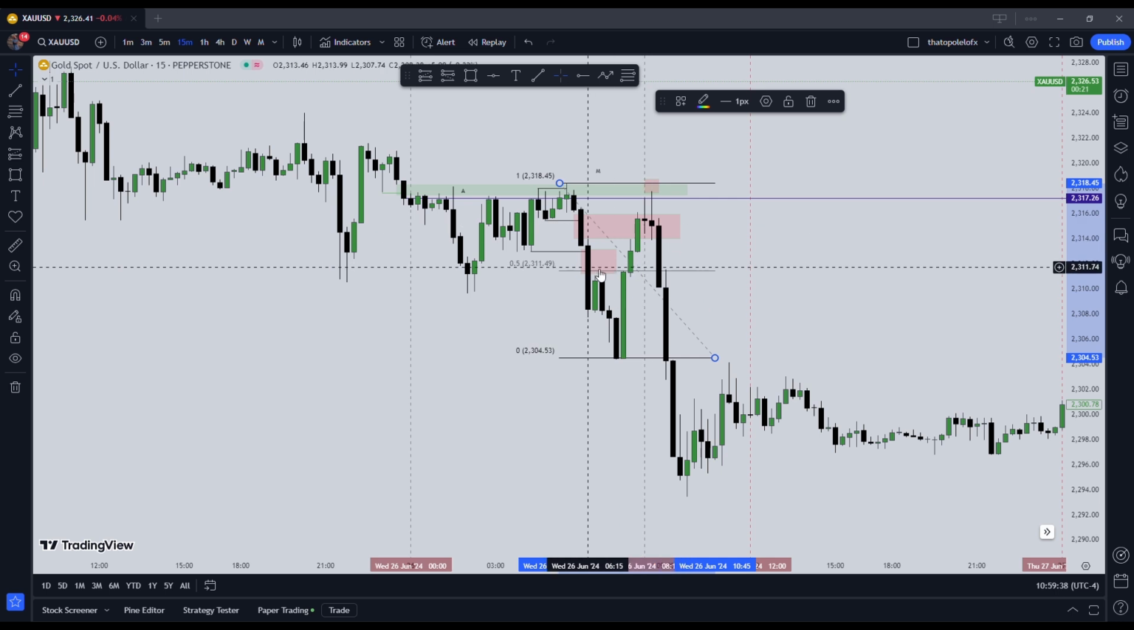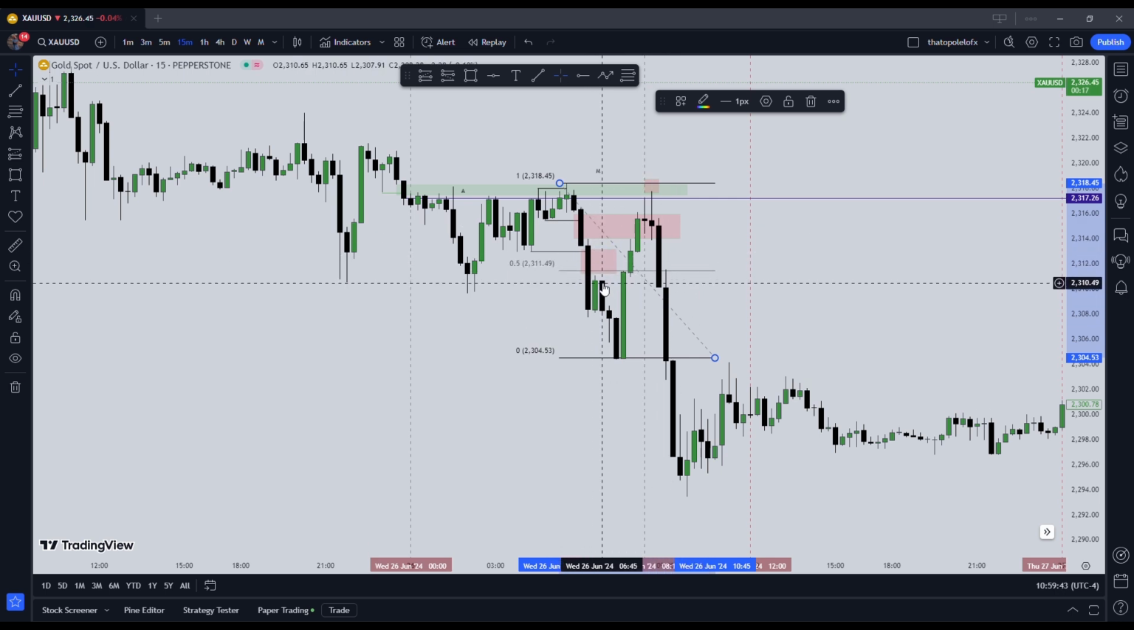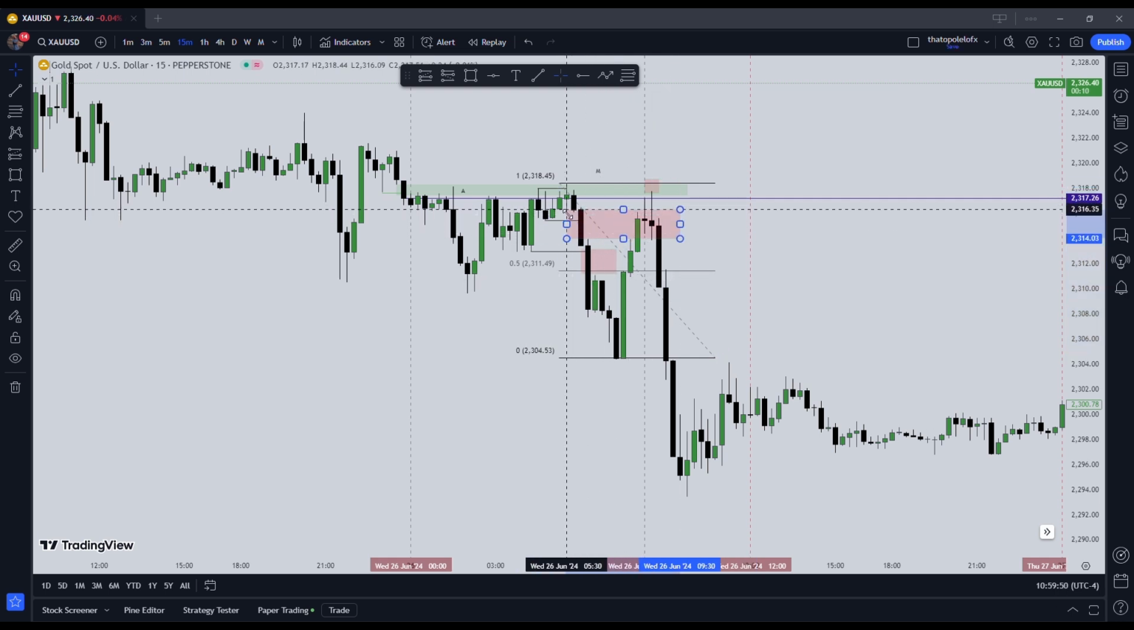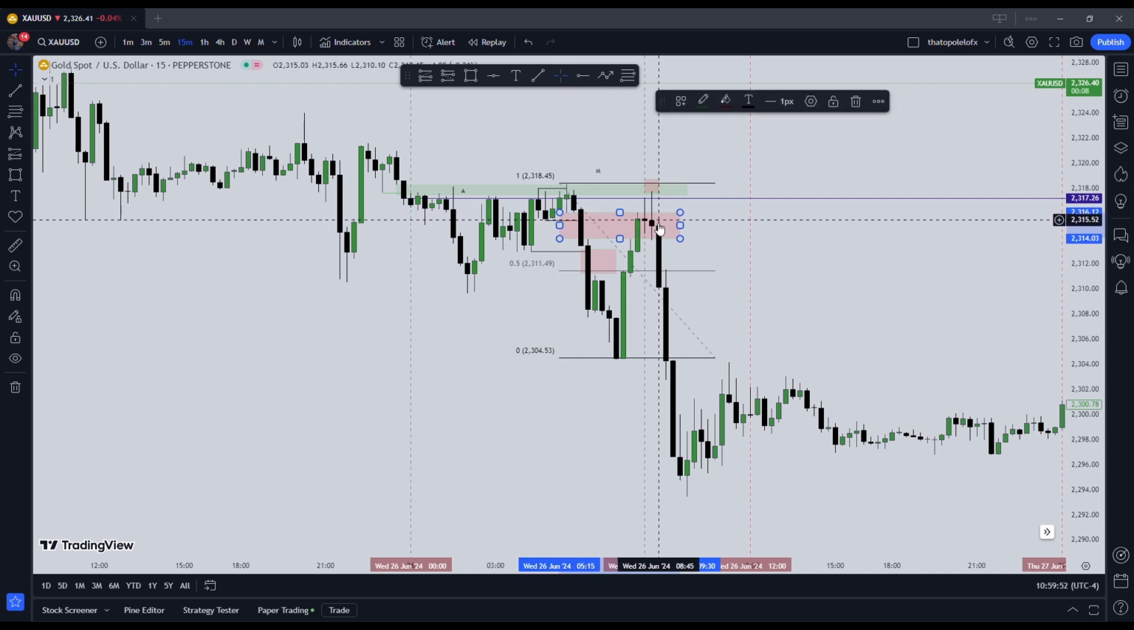I would usually use this one because I don't like to use one that is partly premium. Half of it is premium, and part of it is discount. I don't want that. I want to see one that is fully in discount, or fully in premium if I want to sell.